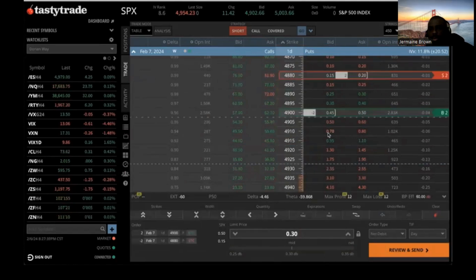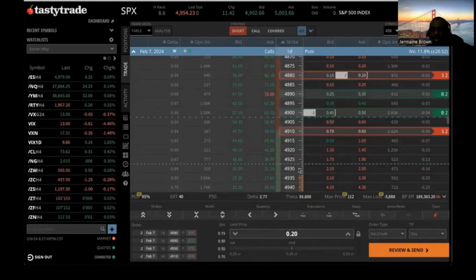Let's say we just moved it up a little bit to a 6 delta, from a 3 or 4 to a 6. And let's say we kept the same width of the spread. That would be something like this. And then we added another contract like we did on the call side. That would give us $85 before fees and commissions. We needed about $15.